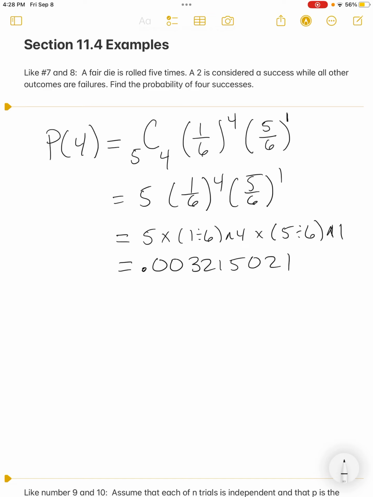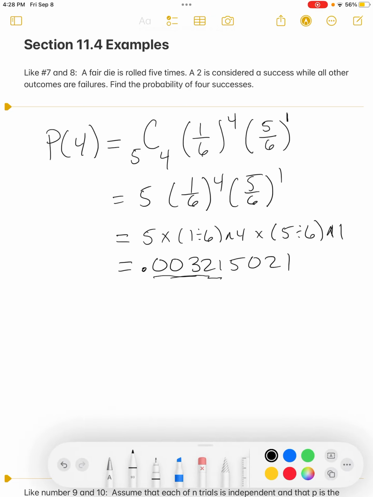So if they say to 3 decimal places, we'll say 0.003. If they say 4, 0.0032. If they say 5, 0.00322. We'll follow that to a T.